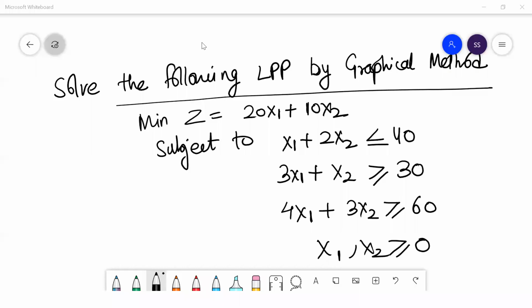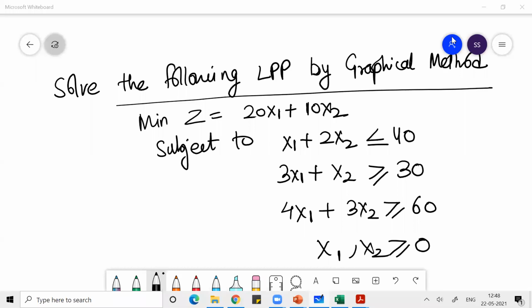So solve the following LPP by using the graphical method. We are trying to solve this question. I believe you have written down this problem. This is your objective function. You want to minimize the value of z. Till now, we have learned how to write this equation. Here I have written the objective function and the constraints.